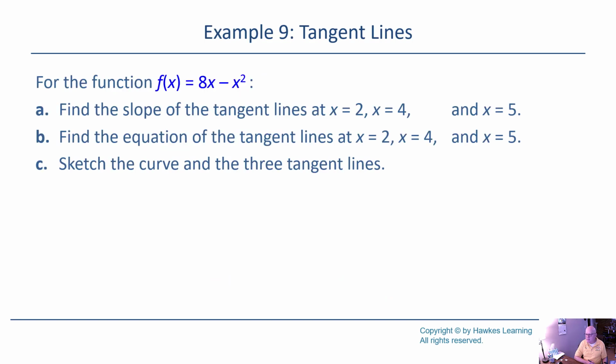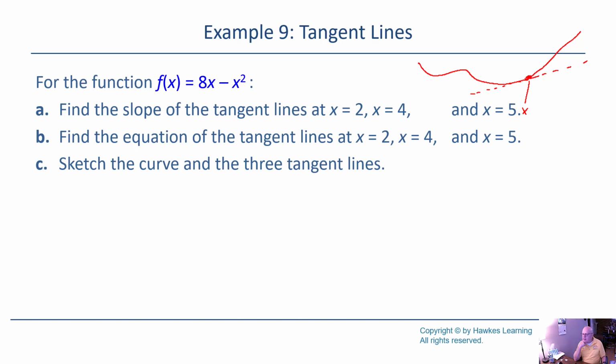Tangent lines. Tangent lines, if we consider a curve like this, a tangent line here would look something like that. If we know what x we're interested in, we can take the derivative and then put that x value in there to get the slope. With that slope, we can actually find the tangent line.